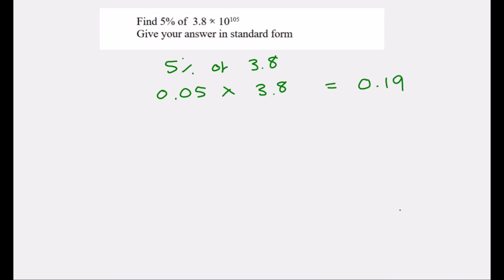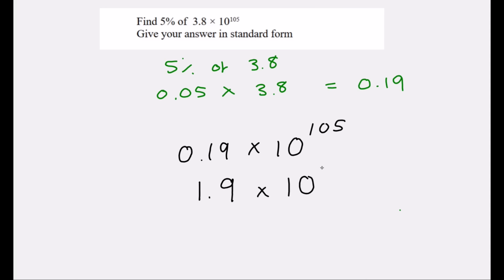So we've got 5% of 3.8, so we have 0.19 times 10 to the power of 105. We need to give our answer in standard form, and standard form has to be a number between 1 and 10 times 10 to a power. So we're going to need this to be 1.9. So we're going to have to take one of these 10s to change it to 1.9. So it's 1.9 times 10 to the power of 104.